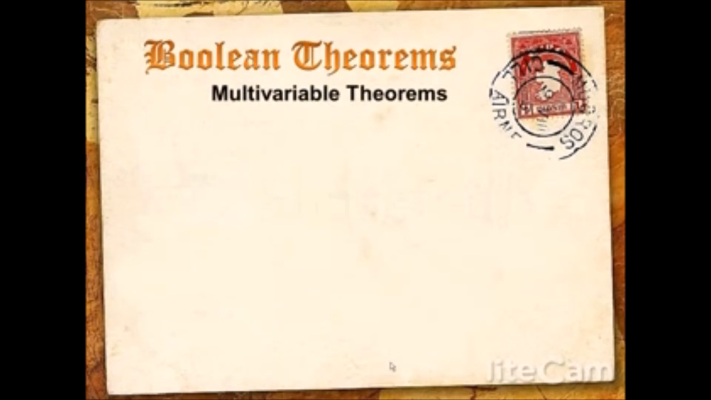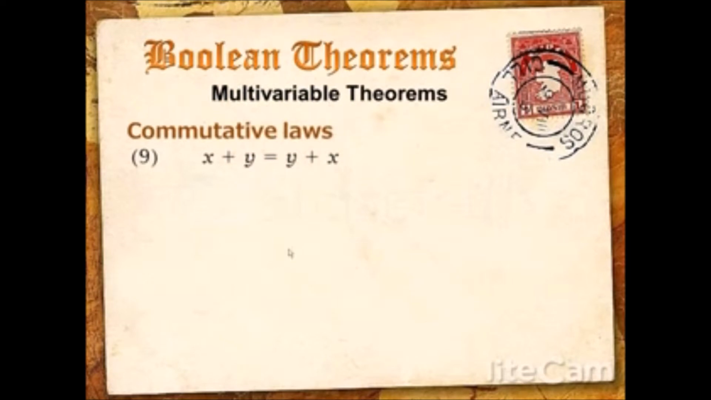Now we'll be talking about multivariable theorems. The first involves commutative laws. In commutative laws, there are 2 theorems. So, Theorem 9 states that when x is added with y, the output will be the same as y added with x. So, Theorem 10 is also the same. The output of x multiplied with y will be the same as the output of y multiplied with x.